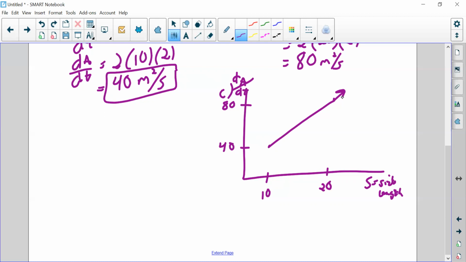So on Canvas, you will find related rates worksheet number 2 that you can start working on. I have recorded the example problems today.